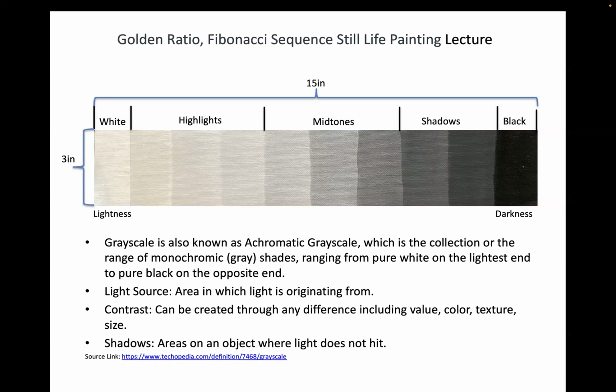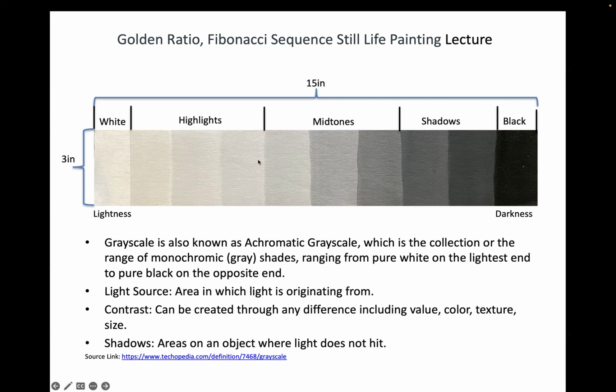A grayscale, also known as achromatic grayscale, is a collection or range of monochromatic gray shades ranging from pure white on the lightest end to pure black on the opposite end. I've done this example here, and you're more than happy to do this as well on your canvas pads to practice getting a good range of value. Measure out from the pure lightest end of just titanium white, and I measured about 3 inches high. This gives you a range of highlights, midtones, shadows, and just pure black on the darkest end towards the right.